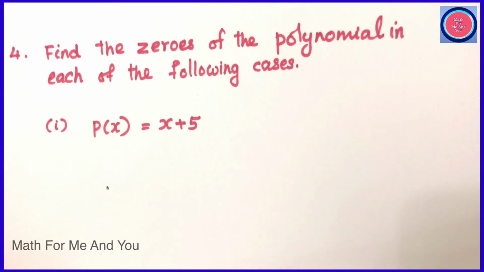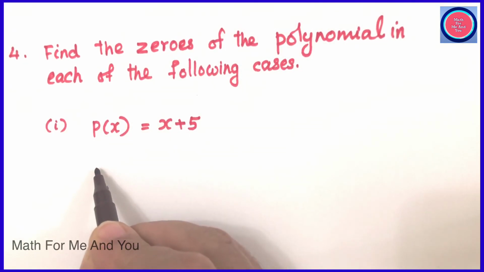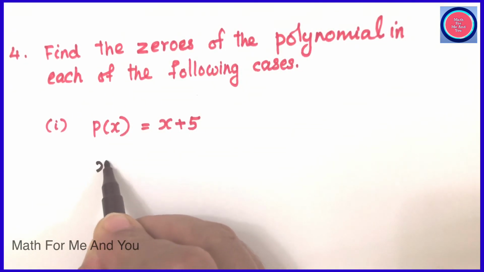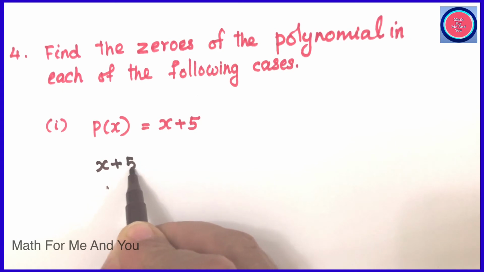Next question. Find the zeros of the polynomial in each of the following cases. We have to find the zeros. How to find? If we get a polynomial, just equate the polynomial to 0 and find the x value. That value will be the 0 of the polynomial. To find the 0, just take the polynomial and put it equal to 0.